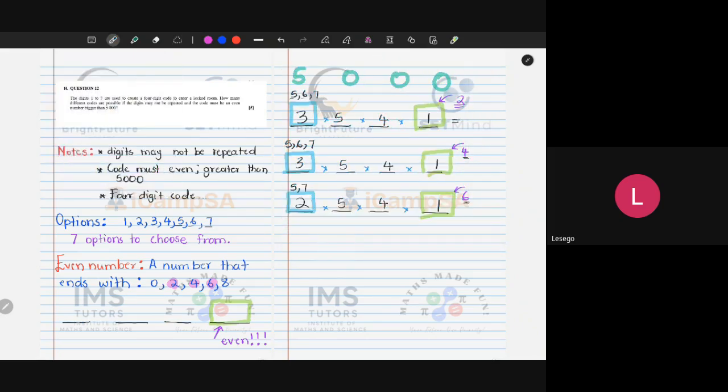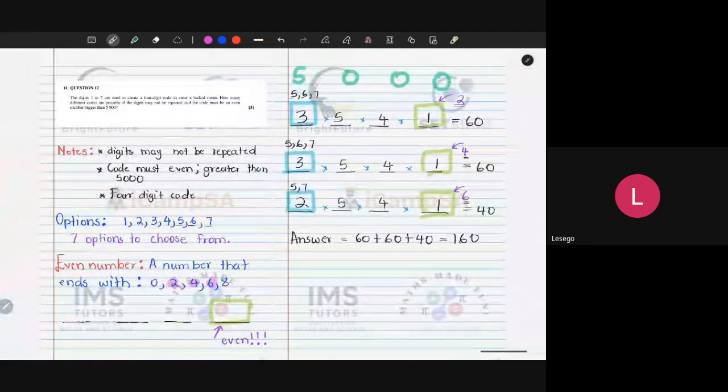So for the first one, what do we get? 5 by 4, that is 20, by 3, that is 60. For the second one, what do we get, guys? That is also 60. For the third one, 5 by 4, that is 20, by 2, that is 40. So the number of different codes, our answer will be 60 plus 60 plus 40, which is going to be 160.